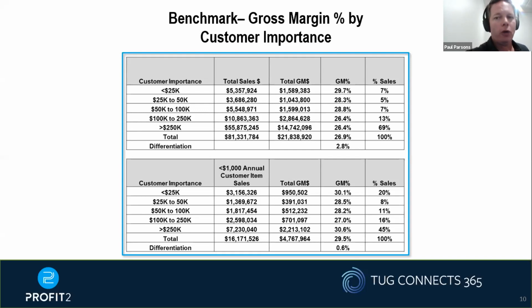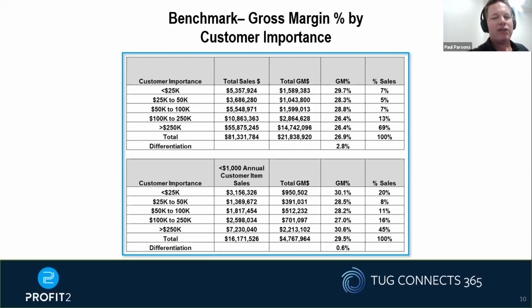Like almost all of our clients, the largest customers dominated the sales for this distributorship. 69% of their sales were on customers whose annual spend was $250K or more. But notice the gross margin percentages. Their average gross margin was 26.9%. They're only getting a 3% spread between their average margin and their smallest customers. Way too tight.